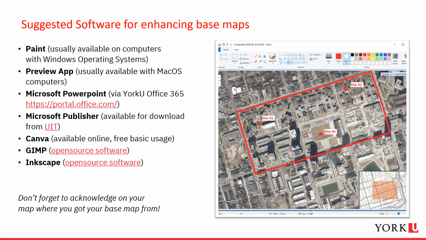As mentioned earlier, you may want to enhance your base map taken from an interactive map, like from the City of Toronto's website. There are many software options that will allow you to open a screenshot of a map and add elements like the title, the author, the source of the data, the study area, and labels for locations such as sites of interest. These tools include Paint or Preview for Macs, PowerPoint or Publisher for Microsoft devices, or graphic design platforms like Canva, or open source software like GIMP or Inkscape.